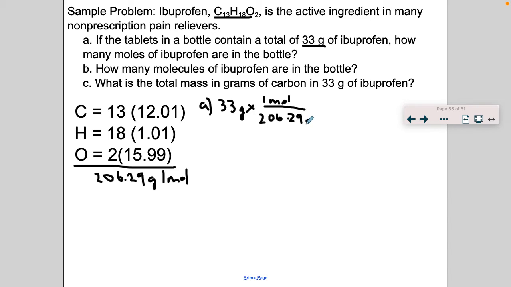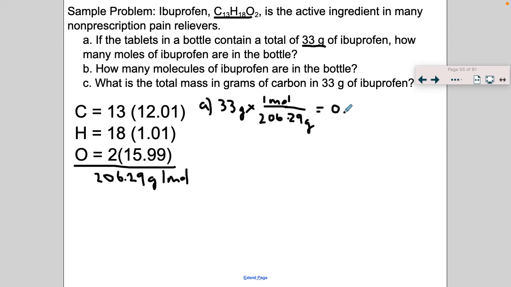0.0145. But there's sig figs. So we want to go to 2 sig figs. I get 0.159968975, so it's going to be 0.16. And my unit is moles.